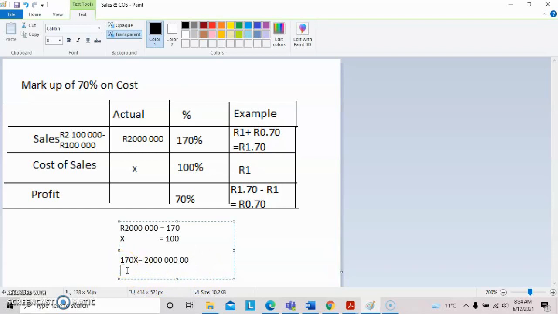And for us to be able to solve for X, the number that has X to it, we have to divide it by itself. So we say 170x divided by 170. And you know that in terms of math, what you do on your left hand side must also be done on your right hand side. So this side, the 2 million plus the two zeros, divided by 170.